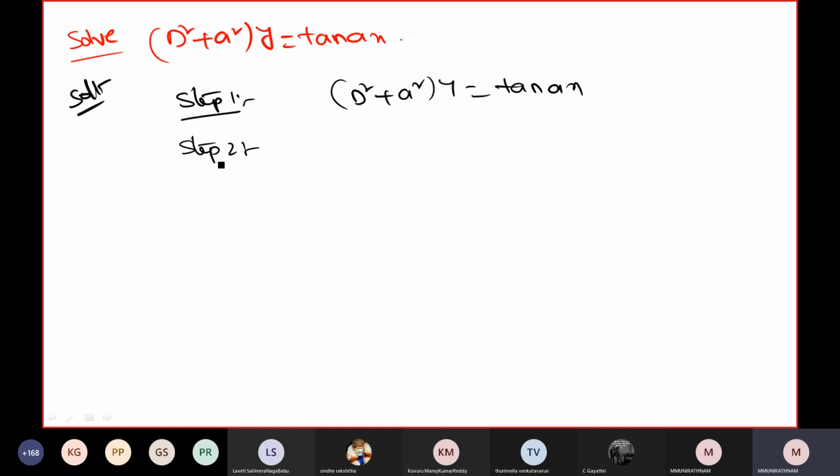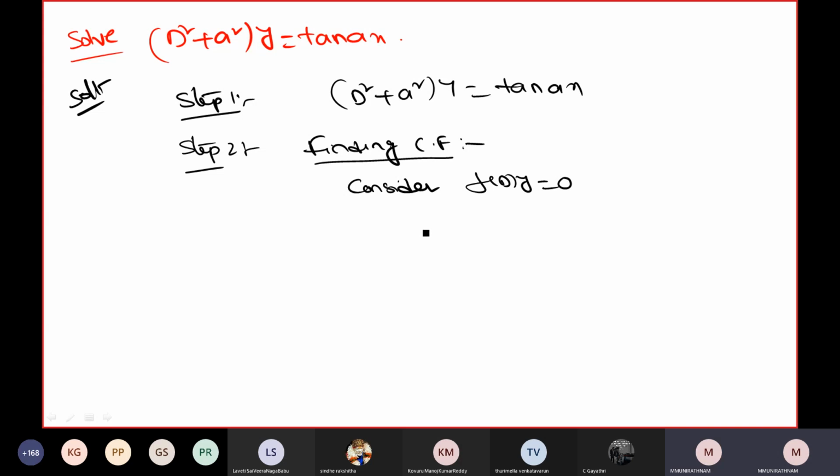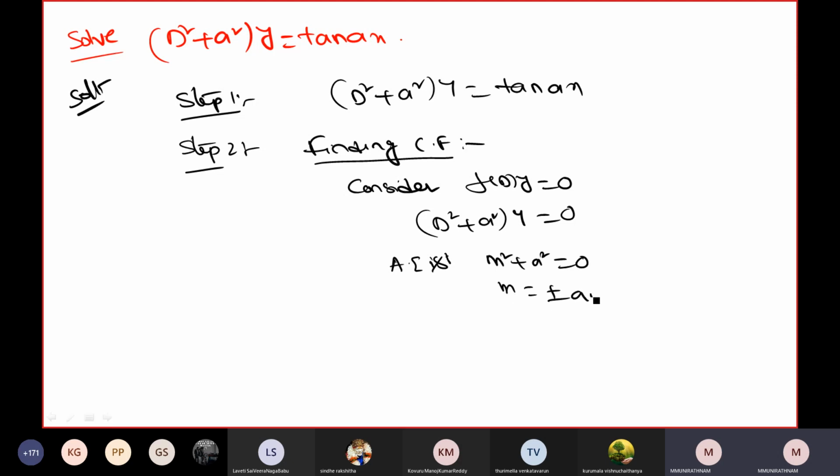Step 2, finding CF. So what is CF, anyone? CF I am asking. The auxiliary equation is m square plus a square equal to 0, m equal to plus or minus a i. Therefore, CF is C1 cos AX plus C2 sin AX. That is step 2.